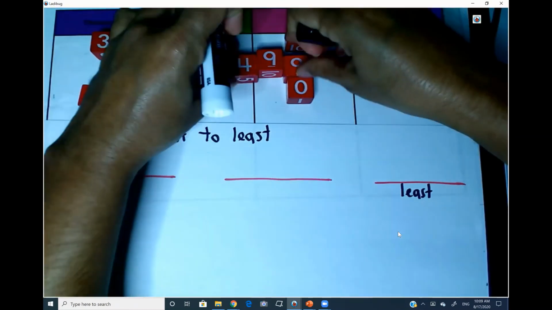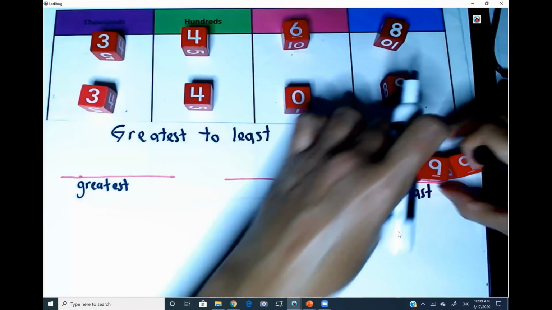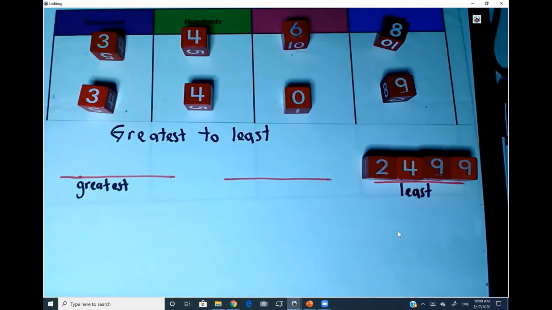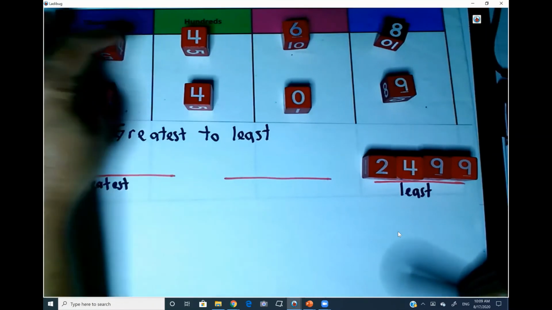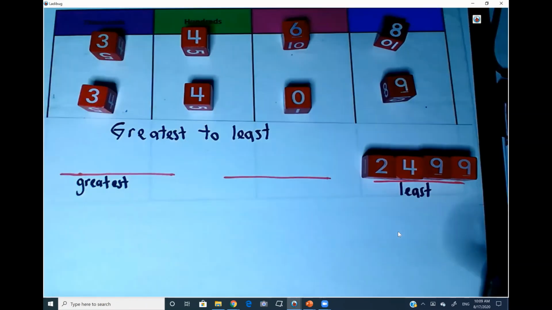So 2,499 is going to become my least number. Why? Because it only has 2,000s. Now I have 2 numbers left. I have the 3,468 and 3,409. So which one is going to be the greatest?